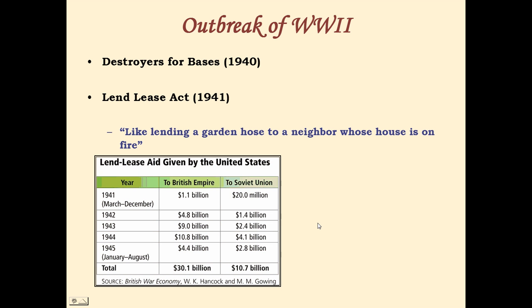And you can see that we gave a lot of money, especially to the British. By the end of World War II, we've given $30 billion worth of stuff to the British, $10 billion worth of stuff to the Soviet Union.